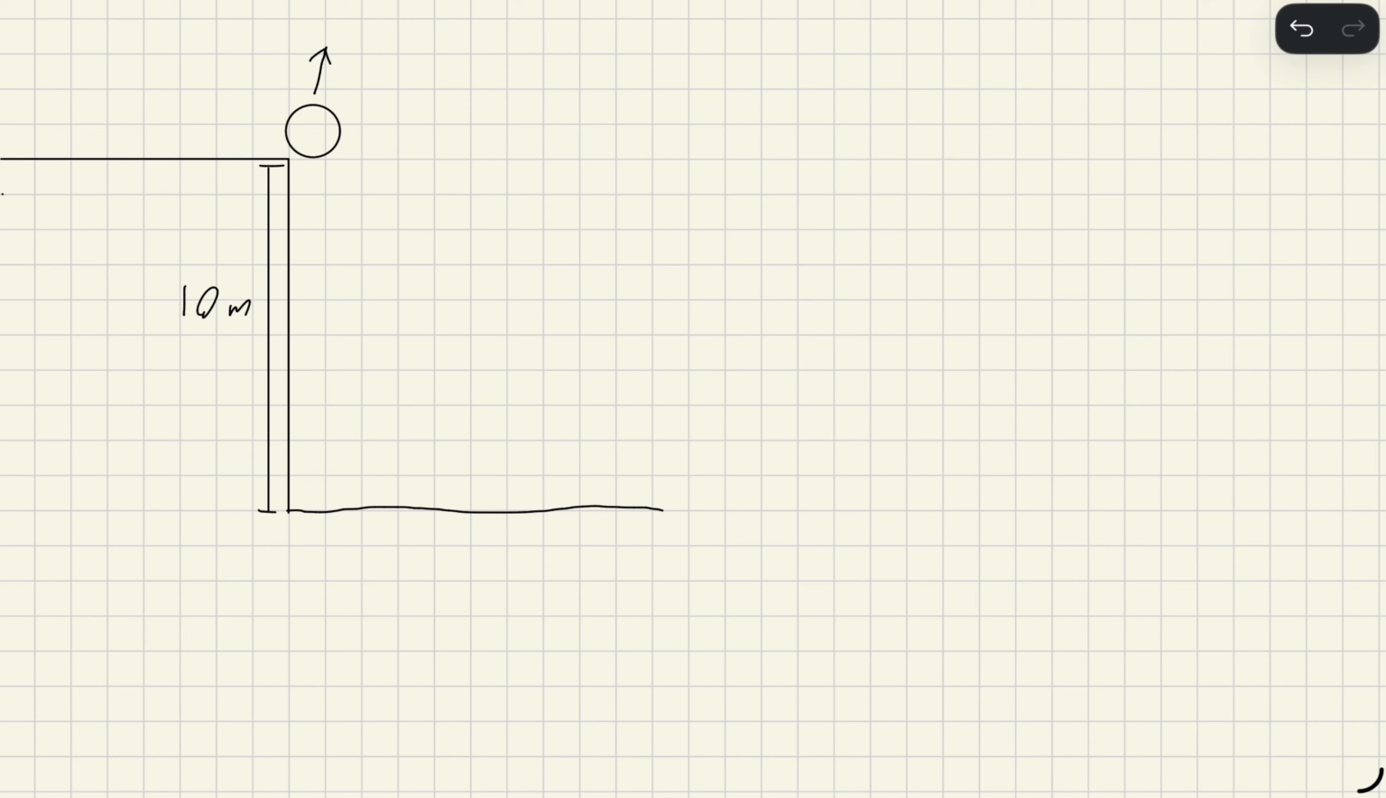Well, the good news is we don't need any new equations. We already know everything that we need. In this lesson, I'll show you how to solve free fall problems like this one using the same four kinematic equations from the last video.